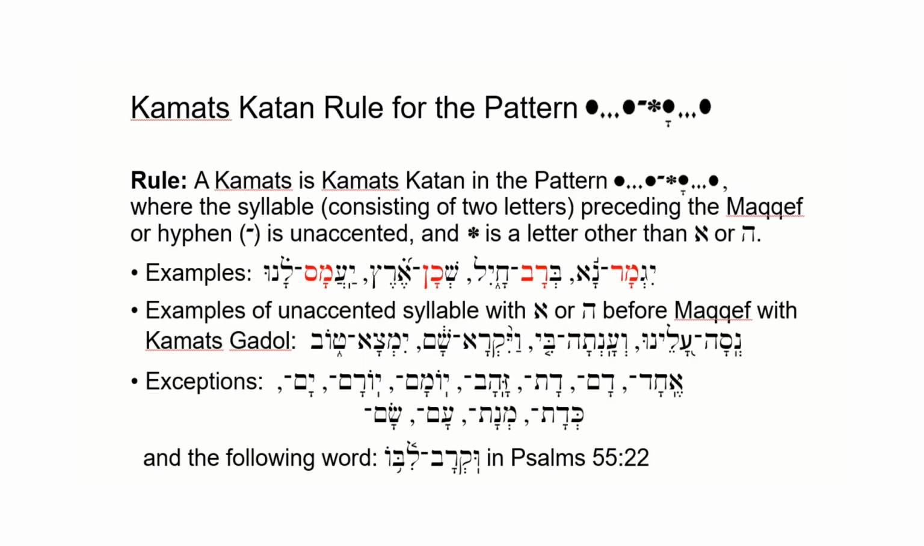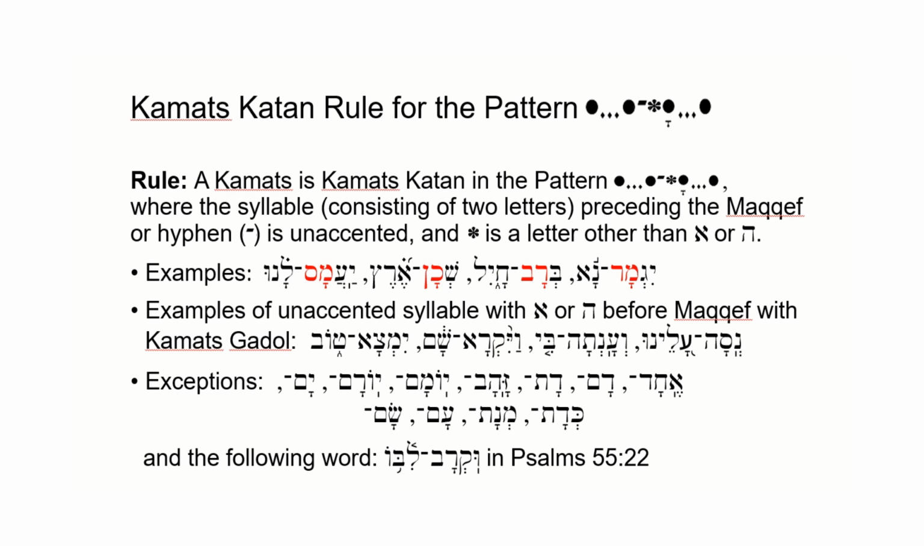The rule for this pattern is given as follows. Kamatz is Kamatz Katan in a word with a hyphen, where the two letters preceding the hyphen consist of an unaccented syllable of a letter with Kamatz, followed by a letter that is not He or Aleph and has no vowel. Examples are as follows. Yir mor na, Berov hayil shechon eretz yamos lano.